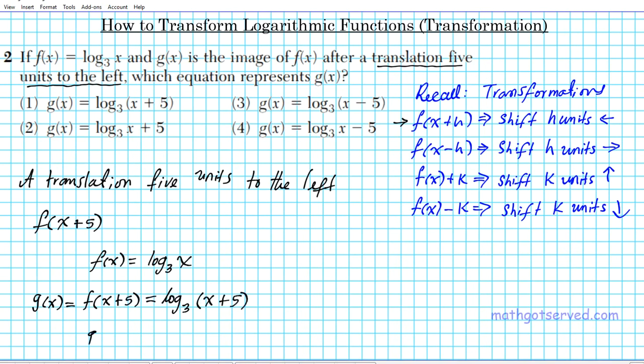All right? So our transformed function g of x, which is equal to log base 3 of x plus 5, is the image that you get when you shift the function f of x, which is log base 3 of x, 5 units to the left. Okay? So this is basically how you transform functions.